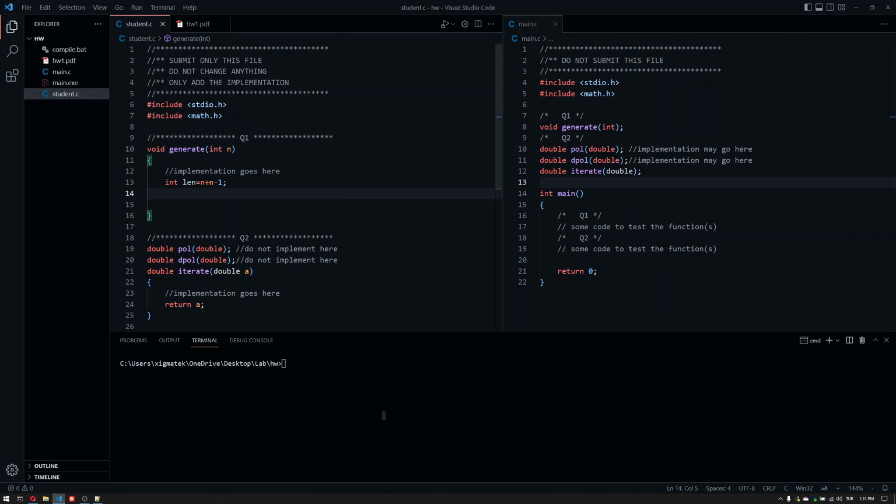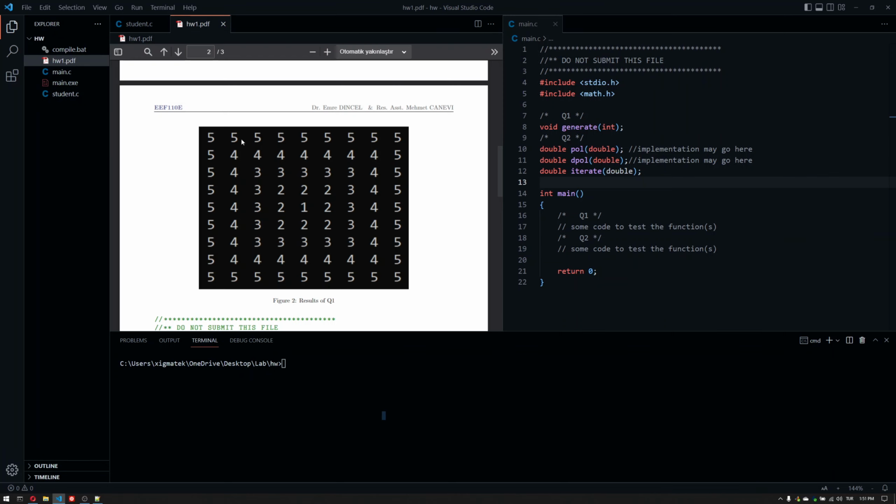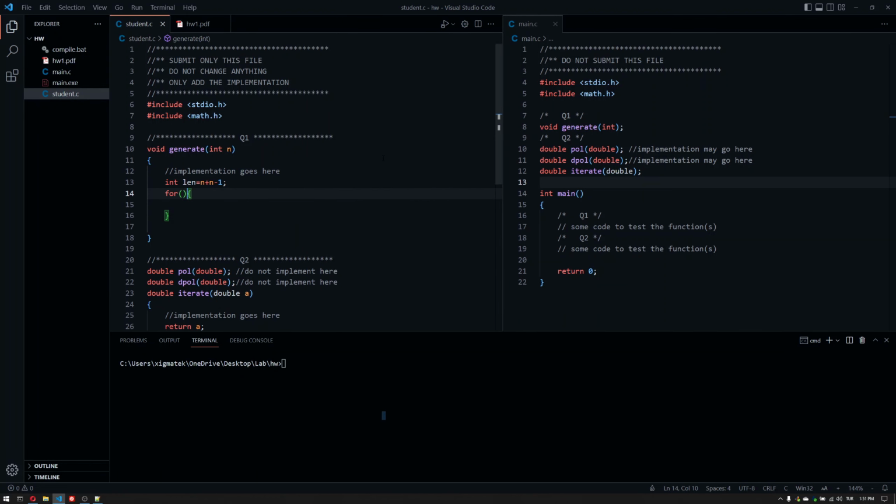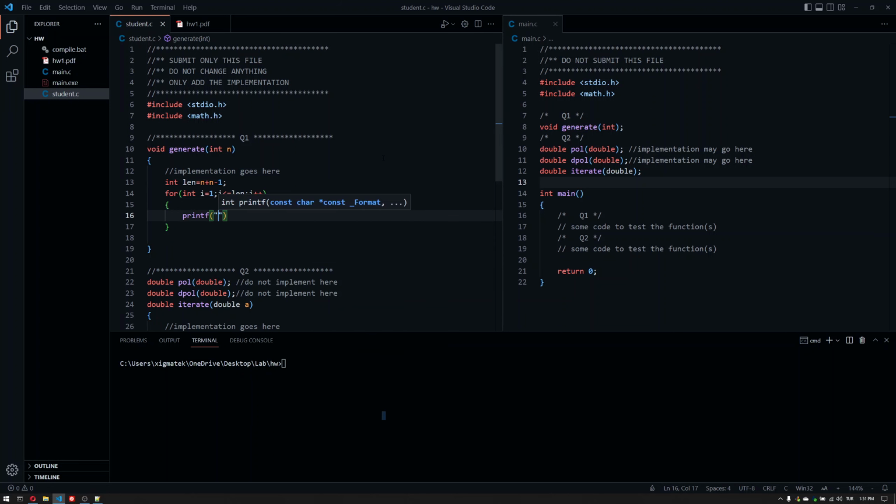So what then? Well, if I know the len, and I know that I'm going to start with the first row here, I can just use a for loop: int i equals 1 up to len, i plus plus. Since I have calculated len, I'm going to printf %3d and then n.